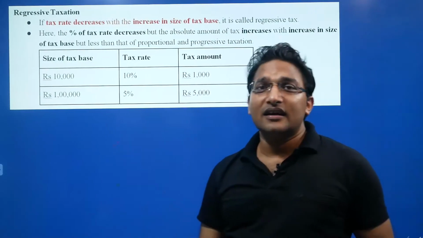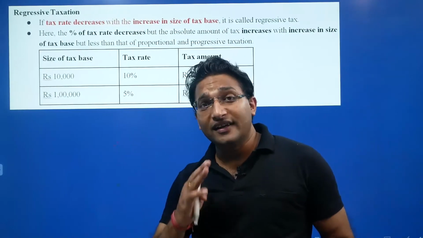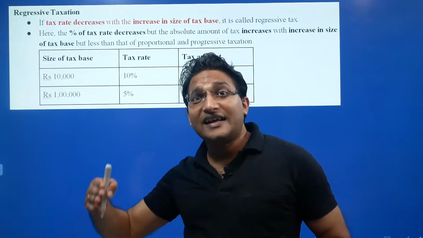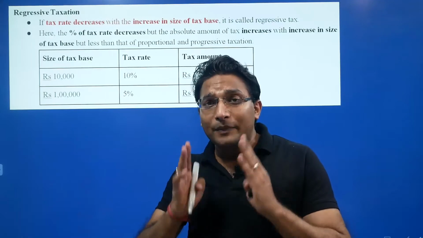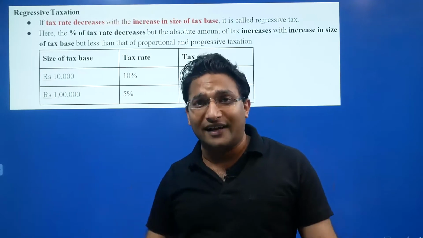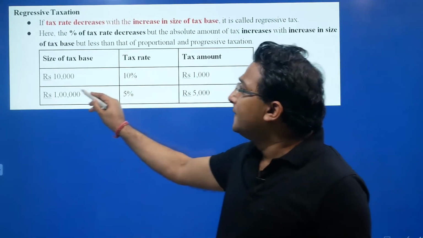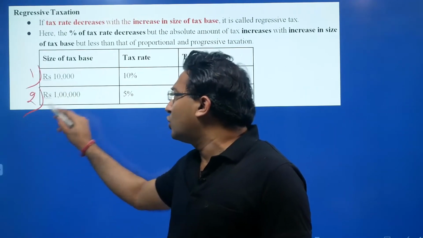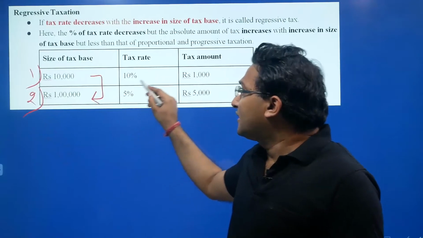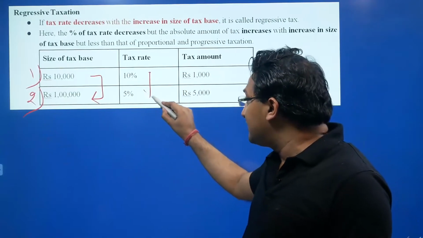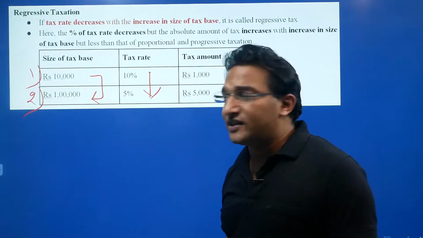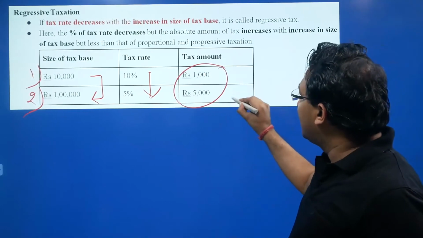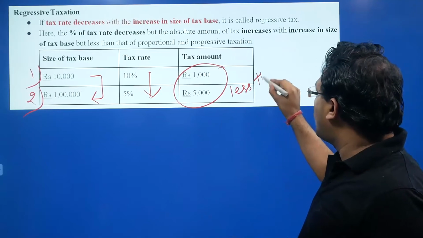The opposite of progressive is regressive. In the case of regressive taxation, with the increase in the tax base, the tax rate decreases. So this is completely opposite to progressive taxation. You can see over here, when the size of the tax base increases from 10,000 to 1 lakh rupees, the tax rate is actually declining from 10% to 5%, and the tax amount is increasing but by less than proportional.